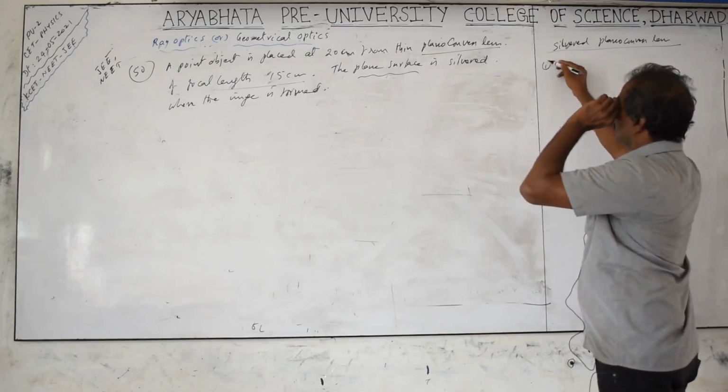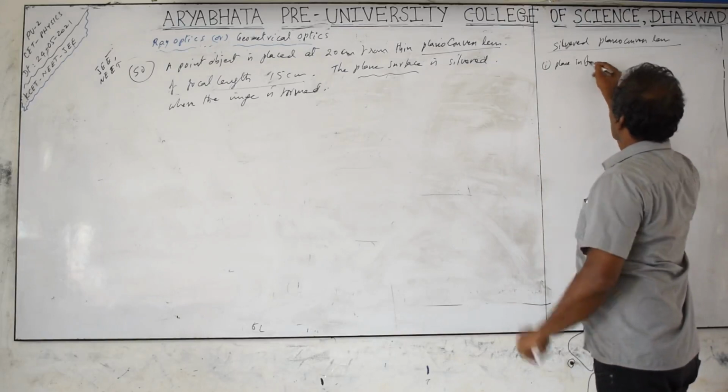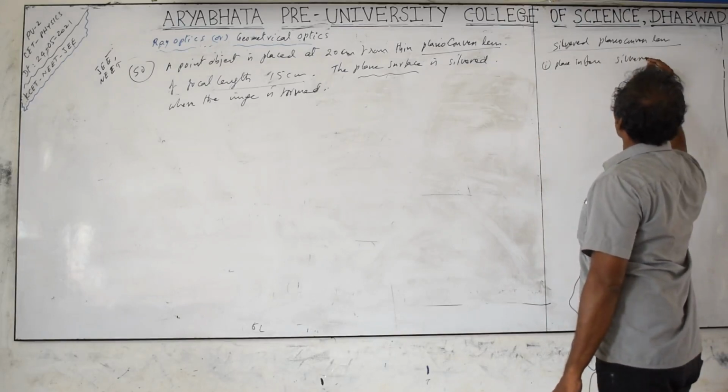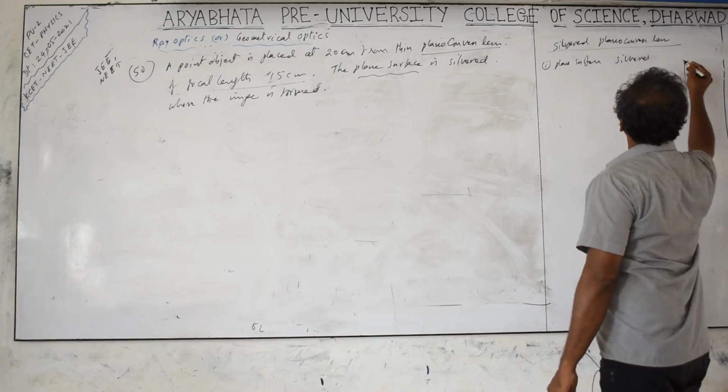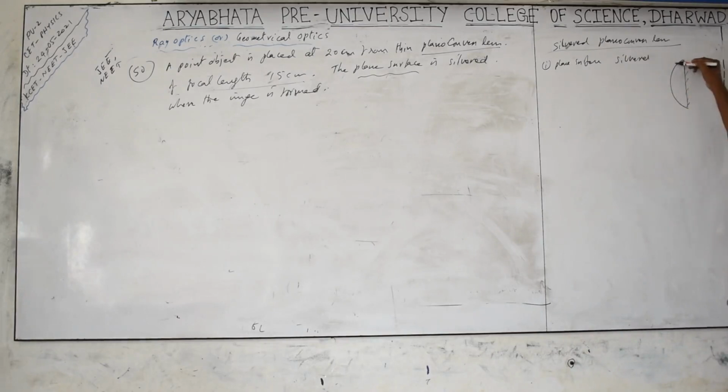First case, let us take the plane surface silvered. So it is like this, and this surface is silvered, so it behaves like a mirror. This radius of curvature is R1. This radius of curvature is R2. It is like a plane mirror. For a plane surface, the radius of curvature is equal to infinity. This radius of curvature is R1.